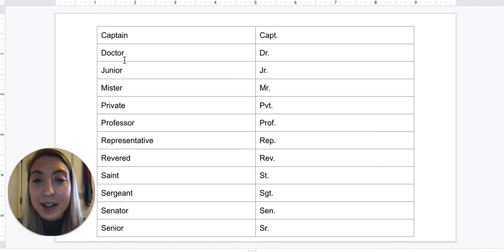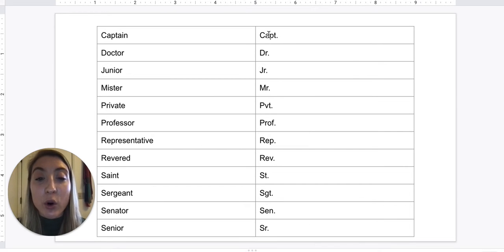We have Captain, Doctor, Junior, Mr., Private, Professor, Representative, Reverend, Saint, Sergeant, Senator, and Senior. When we were going over the days of the week or the months of the year, it was usually just the first 3 or 4 letters of the word. But now this isn't just the first 3 or 4 letters. It could be the first letter or the last letter. So these are going to be more about memorizing. Here we have Captain, and Captain is abbreviated with the first 4 letters, so we're lucky there.